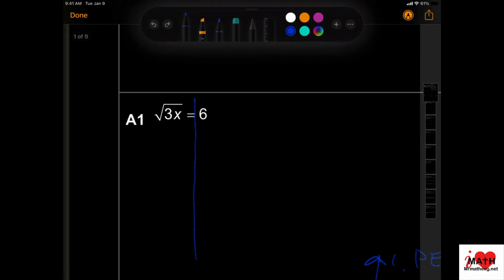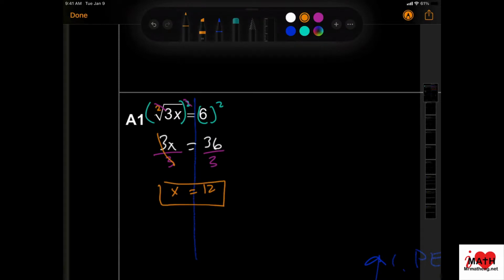Okay, so since it's isolated now, I'm going to identify the index, or the root, which is an invisible number there, which is a 2. Why is that important to us? Because now we can square both sides to get rid of it. This 2 and the 2 with the radical sign are gone, and you're left with 3x equals 36. I'm going to divide by 3 on both sides. 3 divided by 3 is 1, and then x equals 3 goes into 36 12 times.